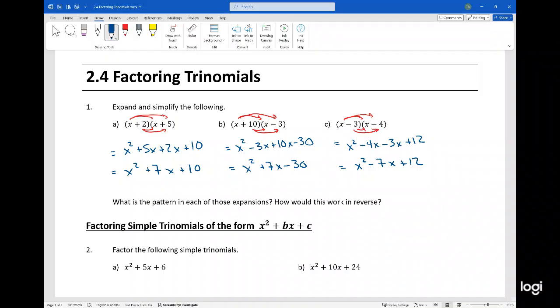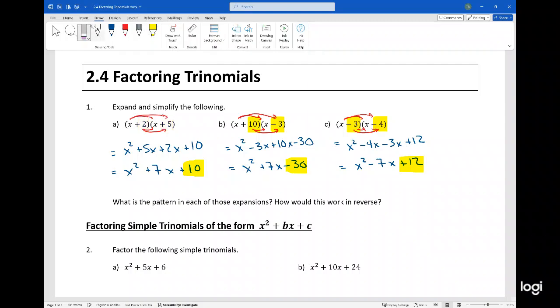Then I'm going to look at the last part. 10, well, that's 2 times 5. Minus 30 is 10 times negative 3. And 12 is negative 3 times negative 4. So that last number is always going to be those two numbers from the original question multiplied together. Okay, that one's pretty easy to see.